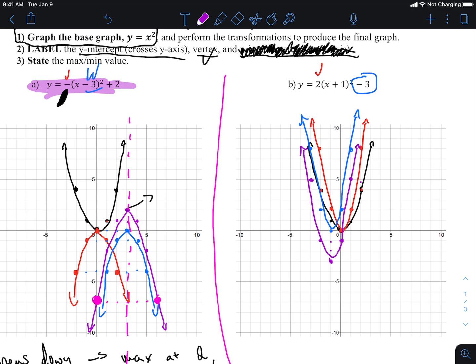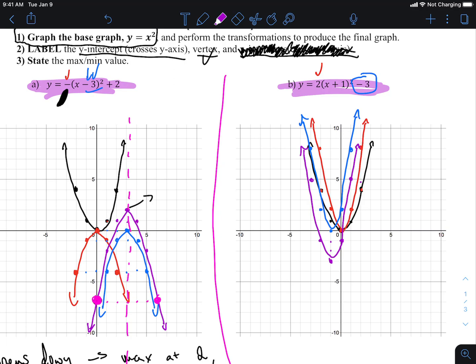Okay, there's your purple graph. Yes, Fred? When doing this on the test, do we need to show all 4, or do we just do first and final? You can do first and final, yeah.